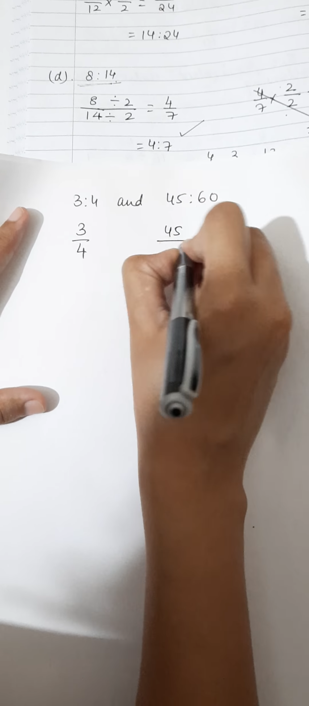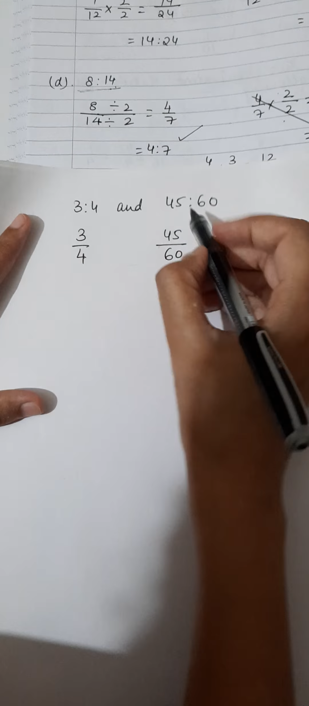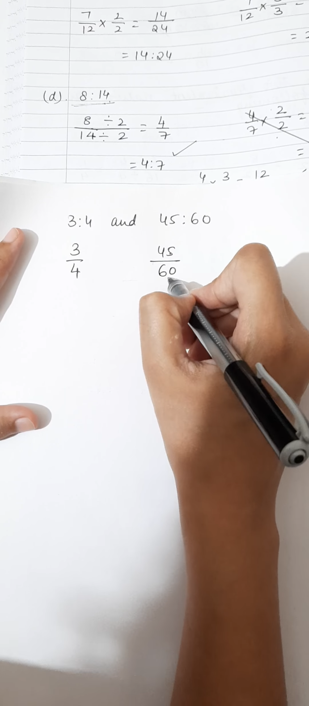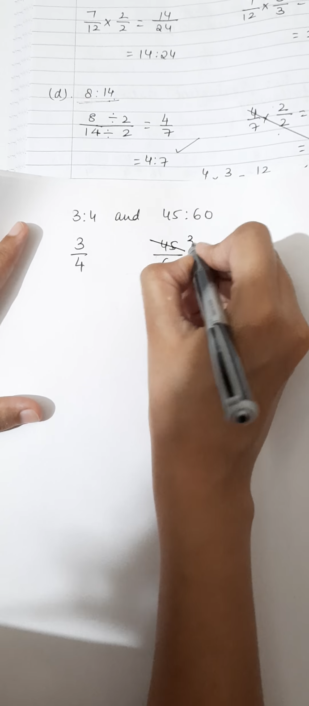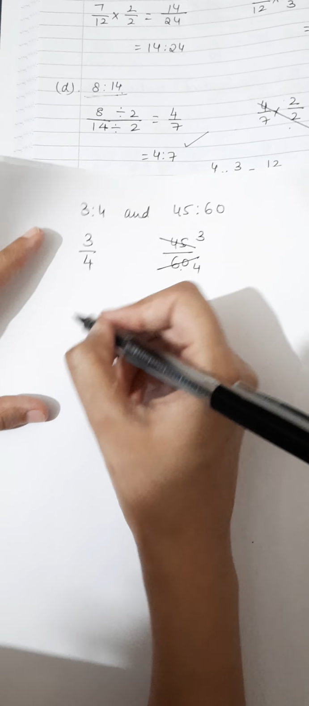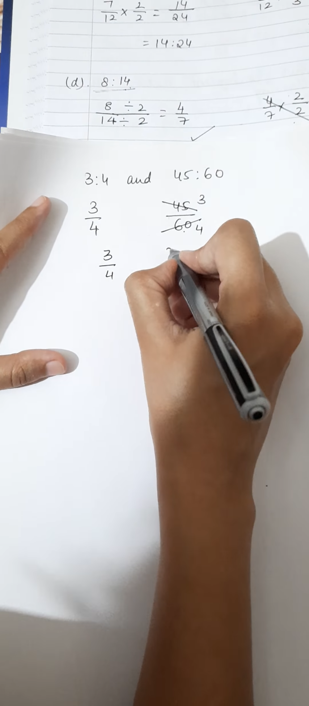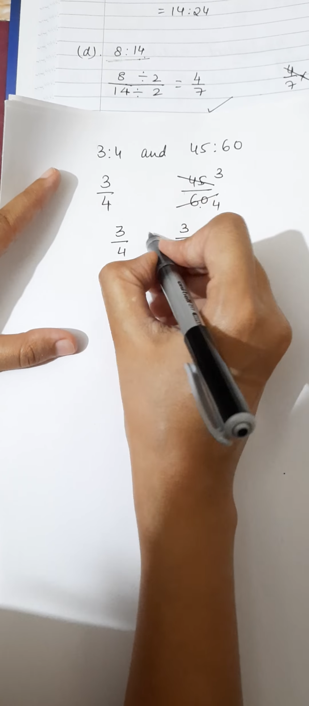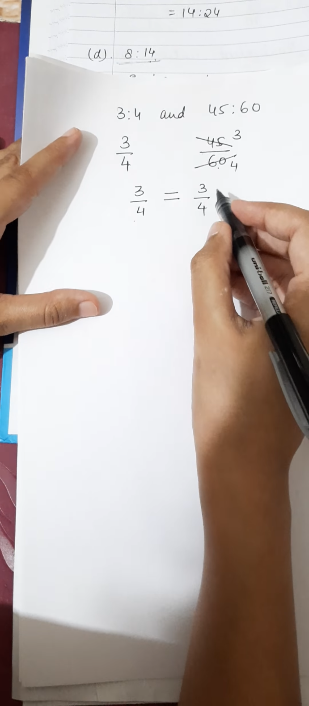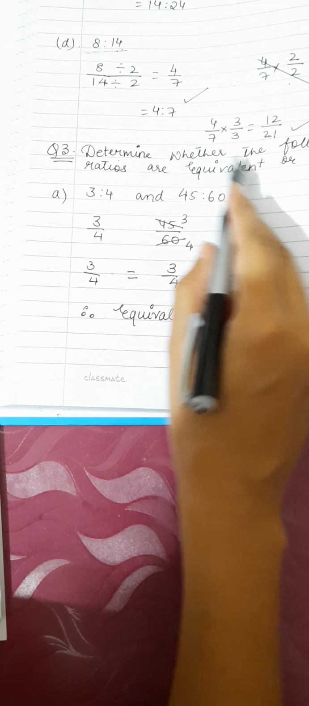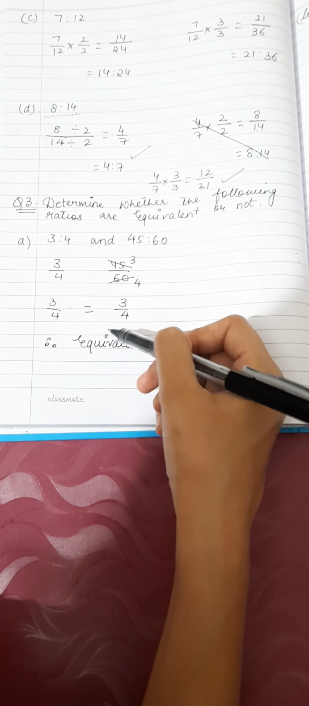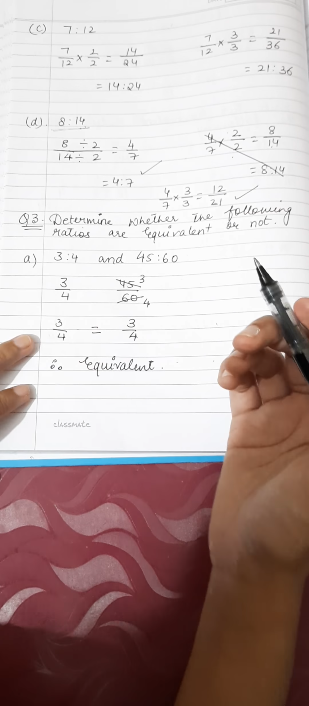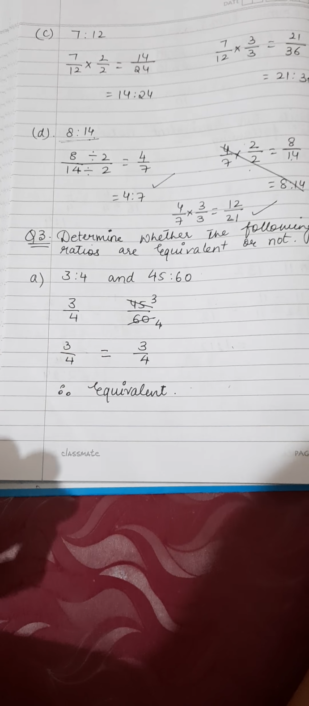45:60 means 45 upon 60. I can cancel 45 and 60 on the table of 15. 15 3s are 45, 15 4s are 60. This will become 3 upon 4 and this will become 3 upon 4. Can you see at both the sides the fractions are same? When the fractions are same, that means yes, these ratios are equivalent. So that's what I have written here. Determine whether the ratios are equivalent or not. Just cancel the fraction, or the other method is cross multiplication. You can use that method also.